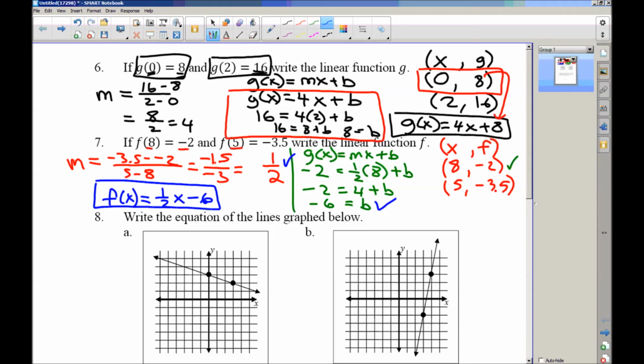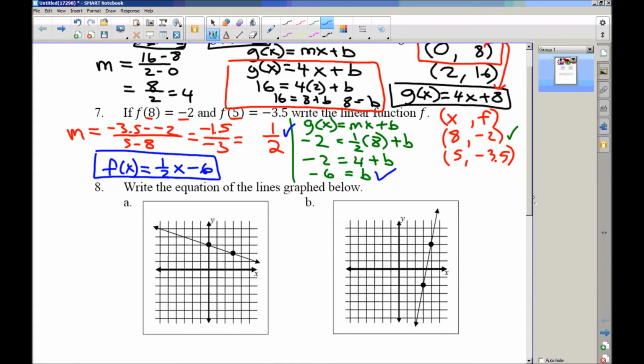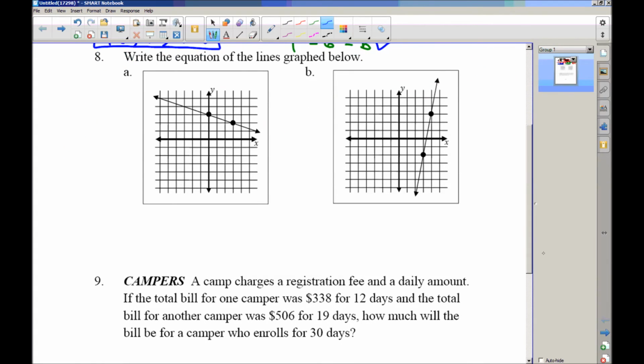Okay. All right, number 8, write the equation of the line graphed below. So part A should be a bit easier. We've already done this one before. We've even had a Khan Academy on it. So there's our y-intercept. It's 3. We go down 1 and over 3. So our slope is going to be -1/3. And then we can write our equation. Y equals -1/3 x plus 3.